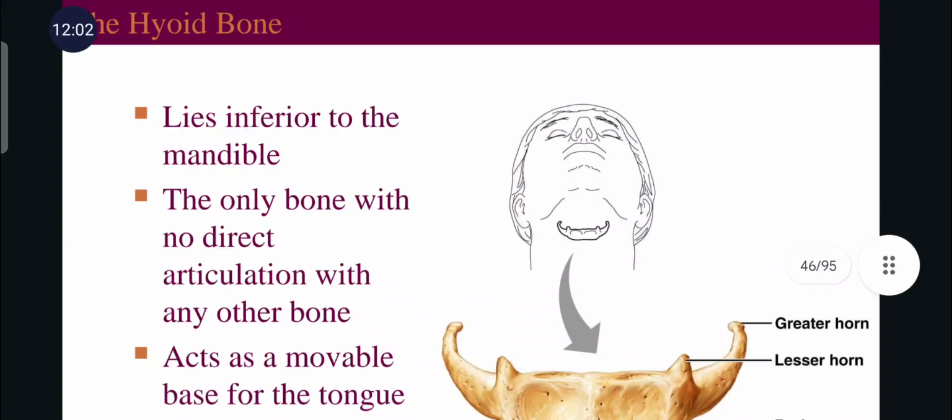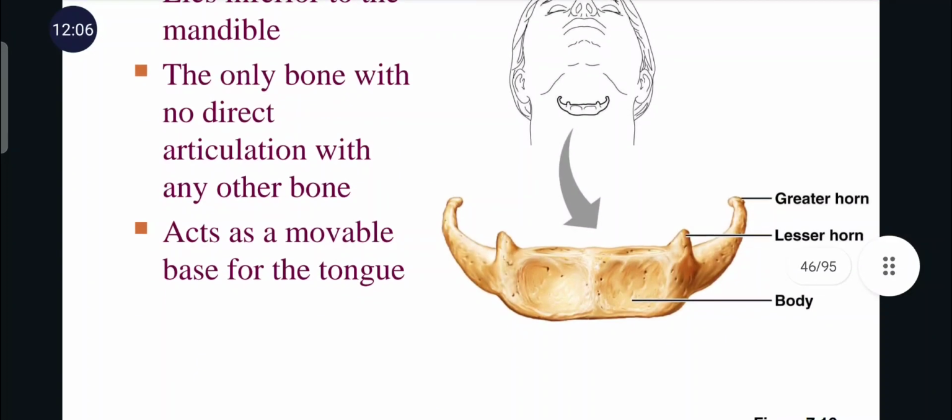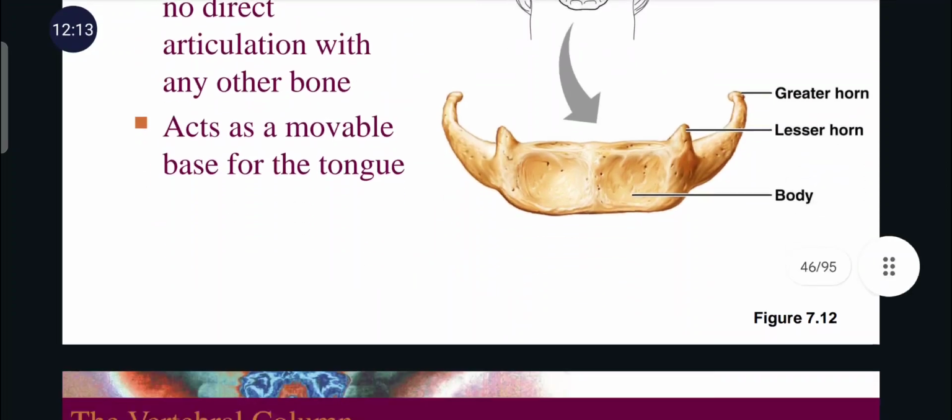Hyoid bone. Hyoid bone lies inferior to the mandible. This is the only bone which has no direct articulation with any other bone. It acts as a movable base for the tongue.